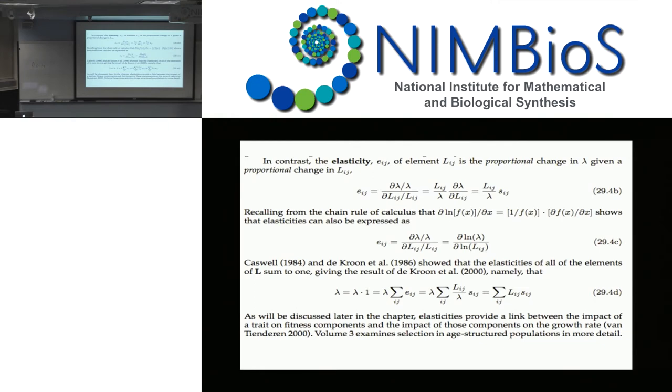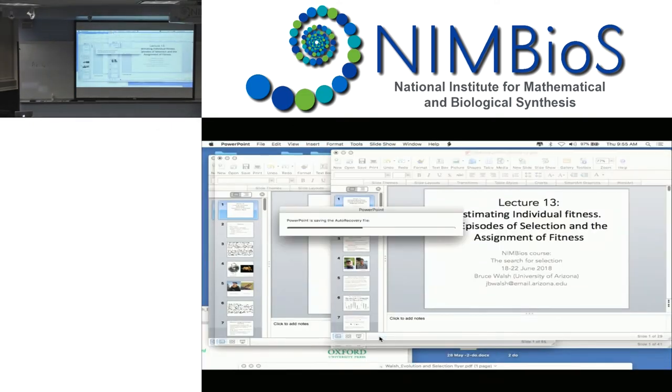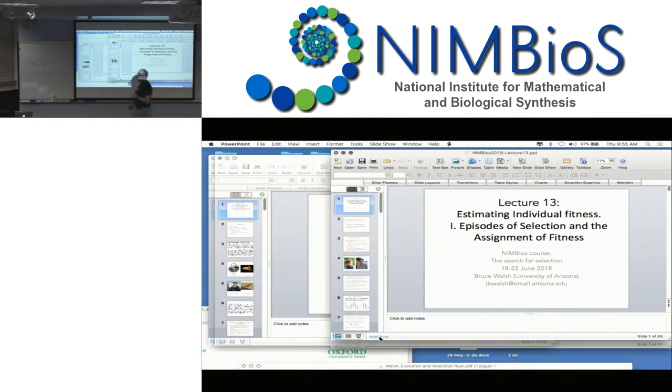So the take-home point for now is, we have expressions that allow you to ask, what does a small change in one of the components do to changing the growth rate? And we're going to tie that in with traits a couple lectures from now. Okay. So that's your initial introduction to measures of fitness.